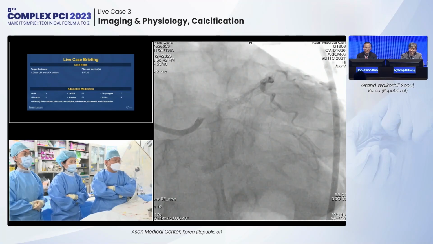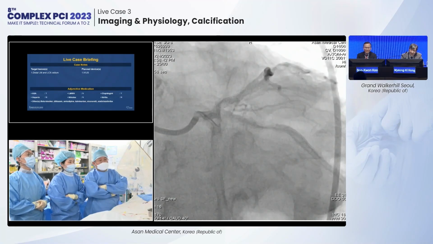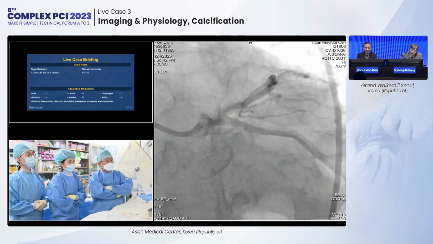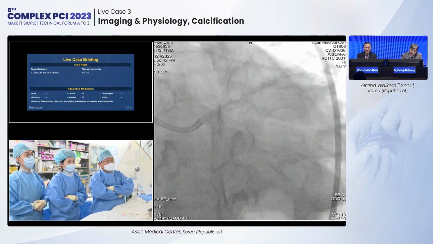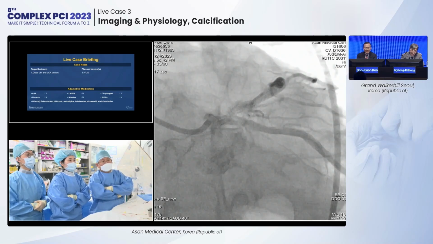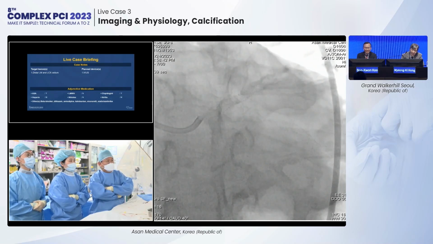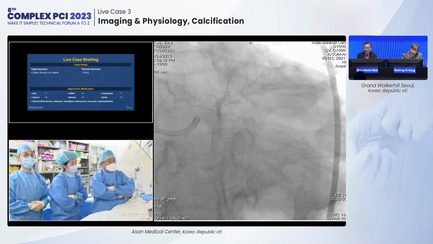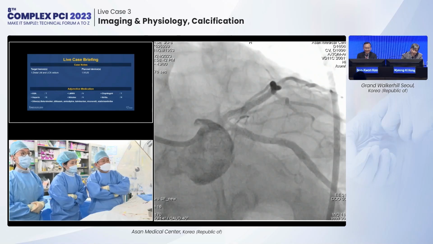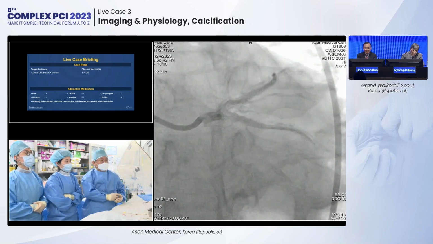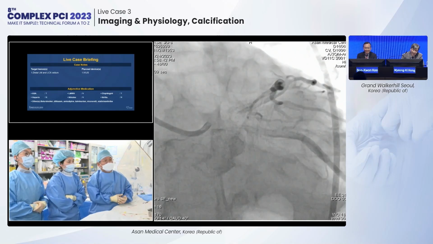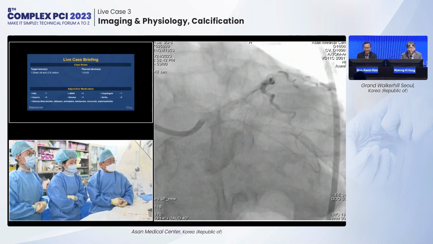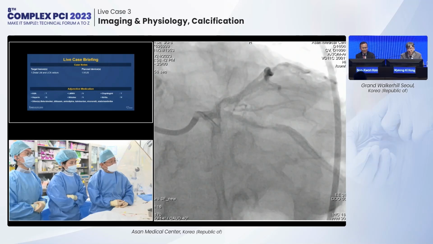So, circumflex ostium. The patient has a history that his angina didn't improve much even after the stenting at another hospital. After reviewing the other hospital's angiogram, we found some residual stenosis even after balloon angioplasty at the circumflex ostium. The circumflex ostium is a frequent location of recoiling even after balloon angioplasty. So this is today's coronary angiogram.